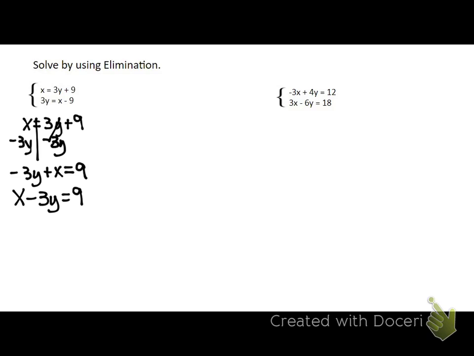So there's my first equation rewritten. Now I need to do my second one. I have 3y equals x minus 9. What am I going to do to this one? Minus x. And I'm going to rewrite it how? Negative x plus 3y equals negative 9. There we go.